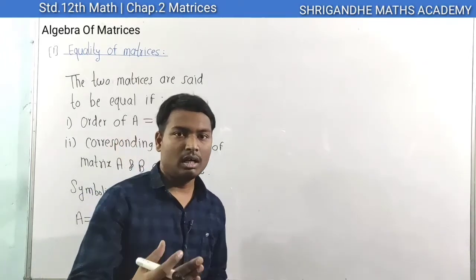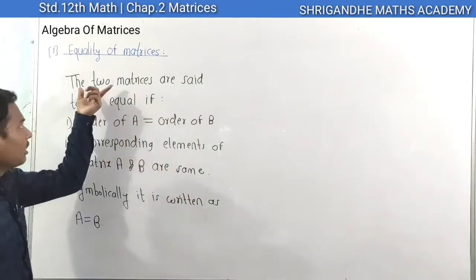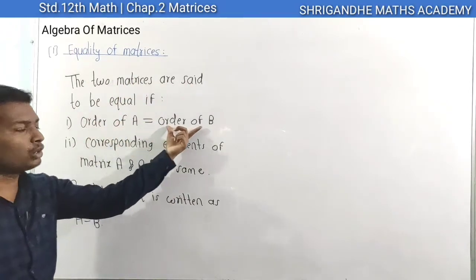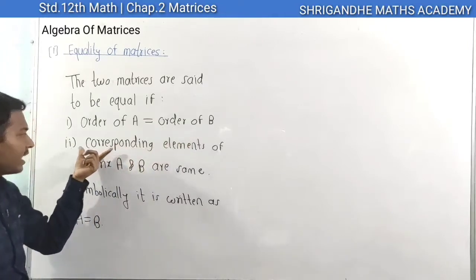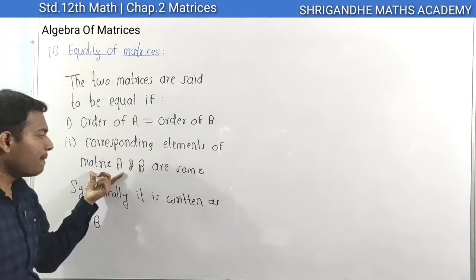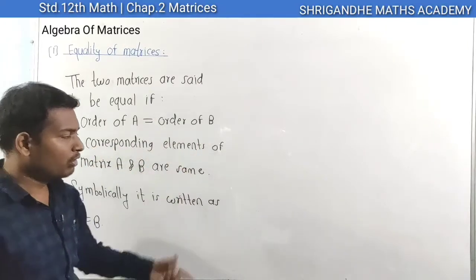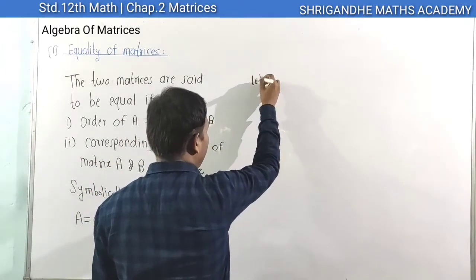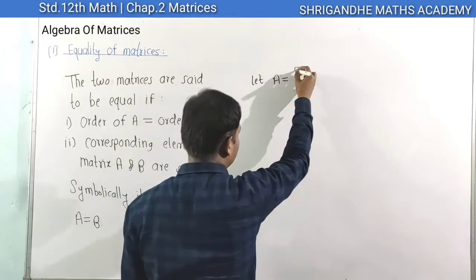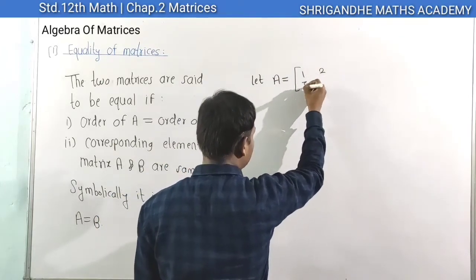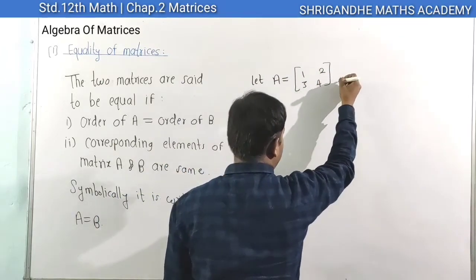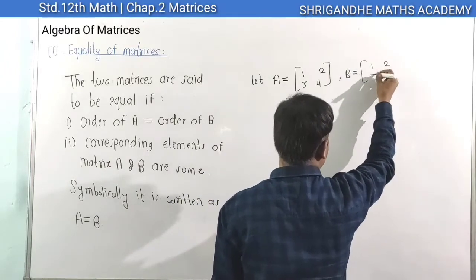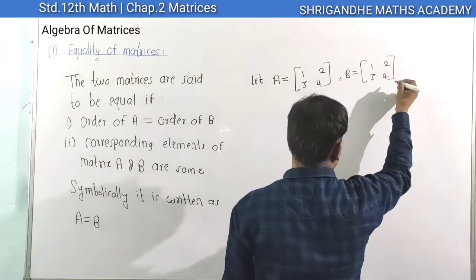Let me see one by one. The two matrices are said to be equal if the order of A is equal to the order of B, and second, the corresponding elements of matrix A and B are the same. First we see the first condition. For that, let A equal the matrix 1, 2, 3, 4 and B equal the matrix 1, 2, 3, 4.